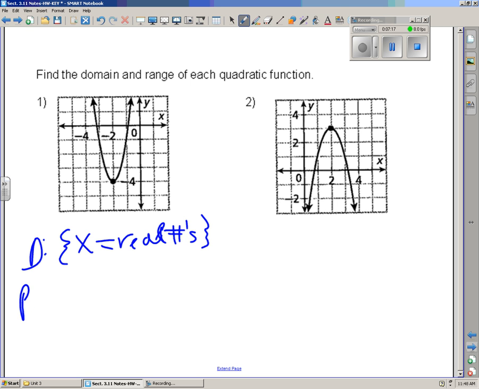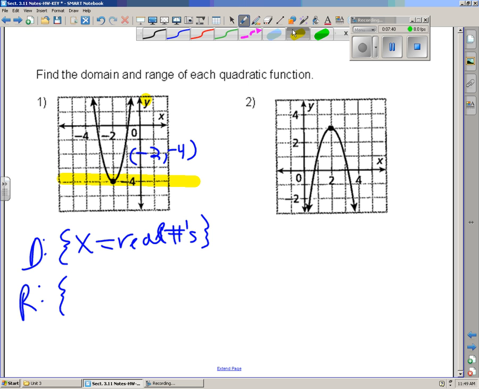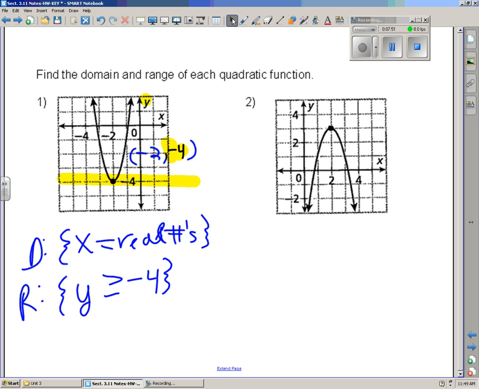So for the y value, you need to realize that this vertex is right here, and that's the lowest possible point that the graph is going to hit. Our vertex happens to be at (-2, -4), but we're just dealing with the y coordinate of the vertex. It's all about the y's. So our y's are going to be greater than or equal to -4 because that's the lowest y value that we see on the graph.